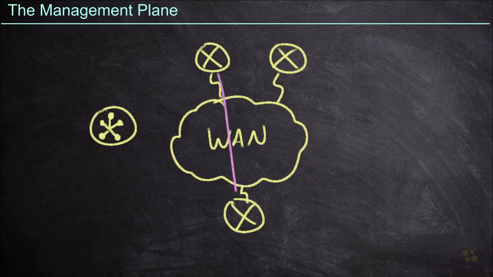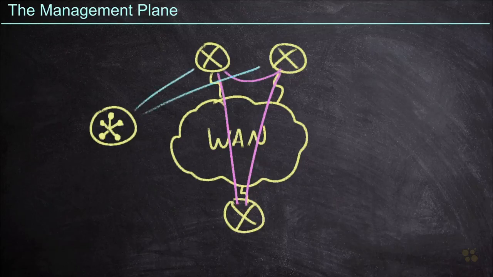So our SD-WAN environment's really starting to come together. We have our edge devices, and they're forming IPsec tunnels to one another. Then we have our vSmart controller. Our vSmart controller is forming OMP relationships with each edge device in our network.